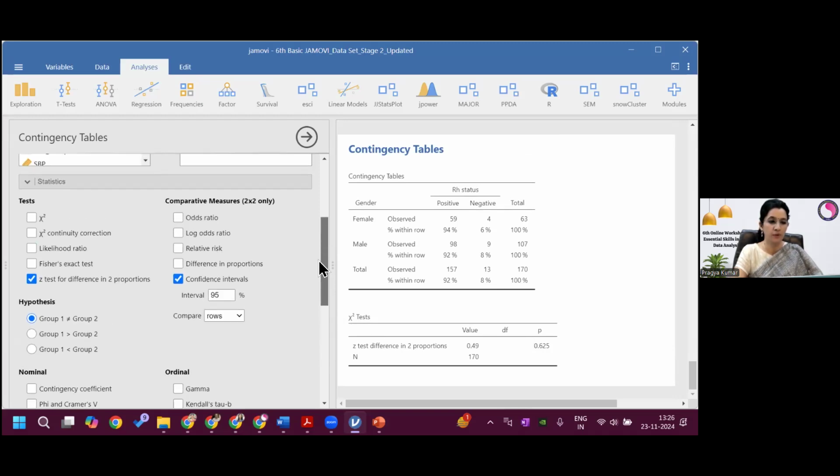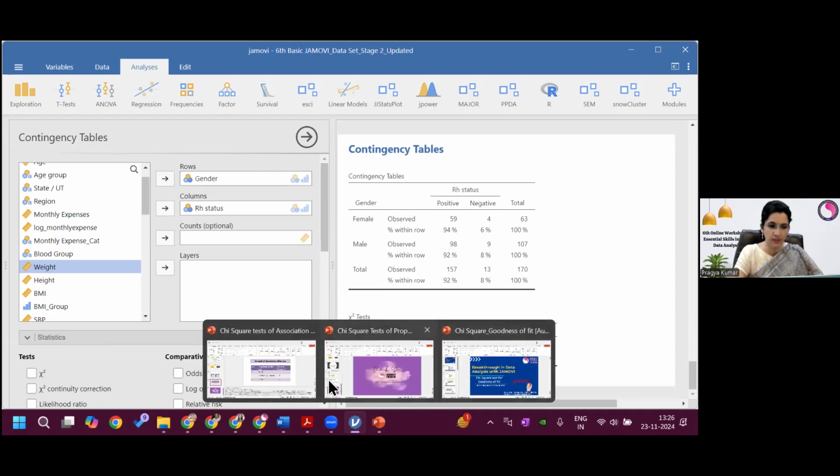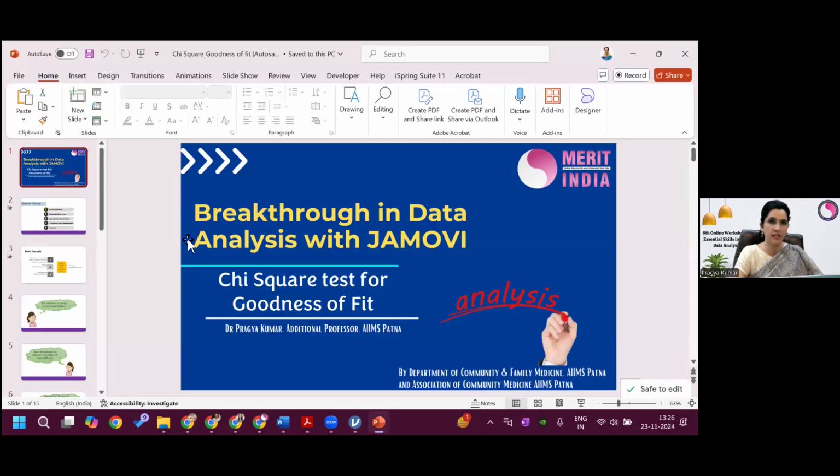So remember, for the chi-square test of two proportions, both variables should have 2 categories. It should not have more than 2. So this was regarding the chi-square test of two proportions. Now there is another thing, which is the chi-square goodness of fit.